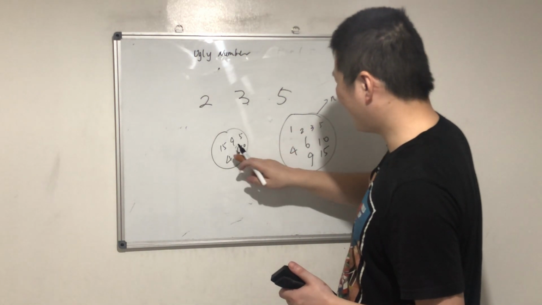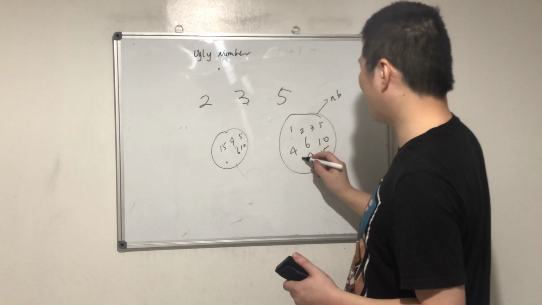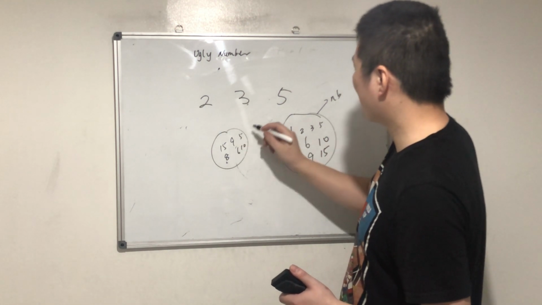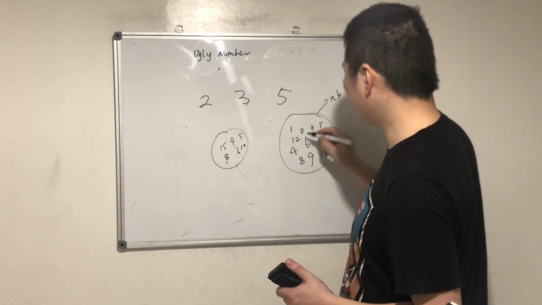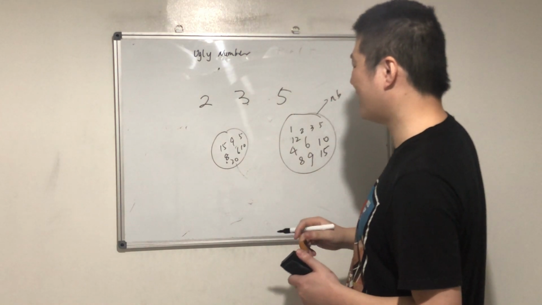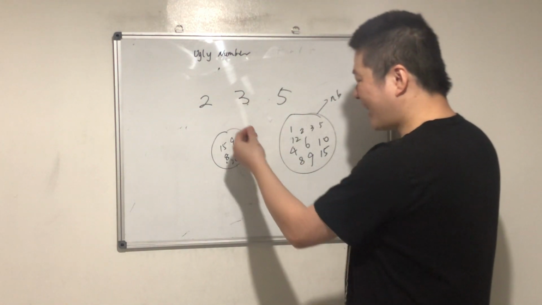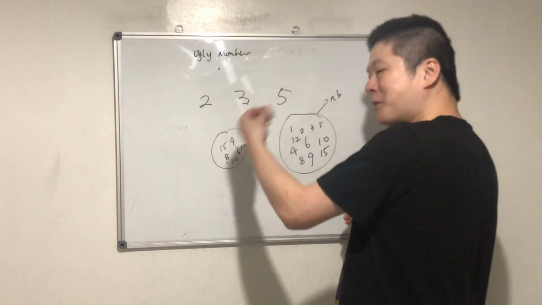4 times 2 is 8, not appearing yet. 4 times 3, 12. These are numbers I've seen. 4 times 5, 20. So you get it? Now the next one is 5. So we keep doing this.